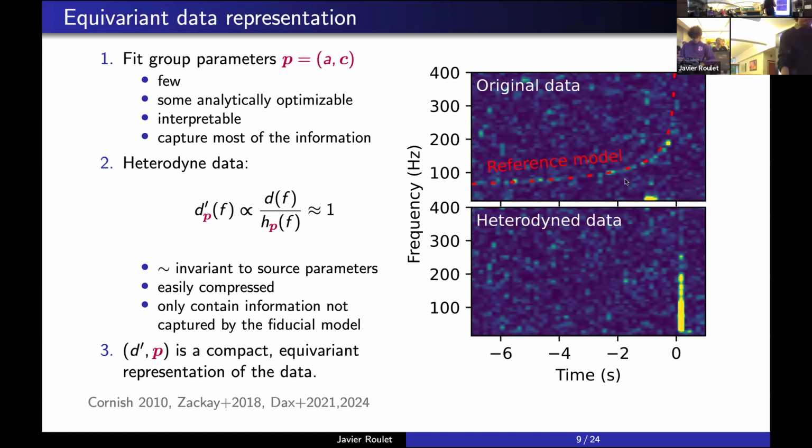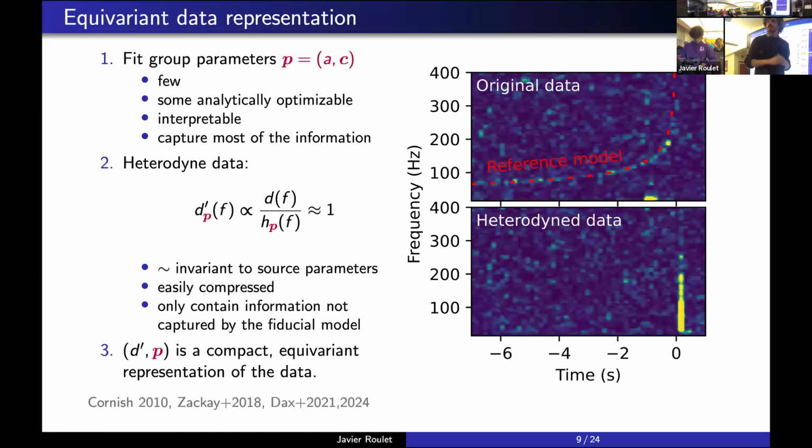And this is an illustration of this. This is real data. This is the track of GW170817, the binary neutron star. You can fit the reference model, do this heterodyning exercise, and this is what the data becomes. And if you are familiar with radio astronomy, this is kind of akin to the dedispersion for the radio pulses.